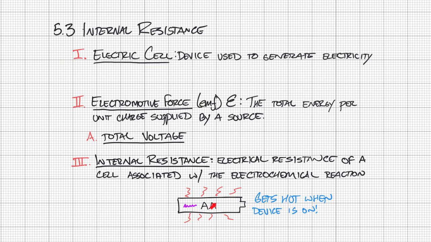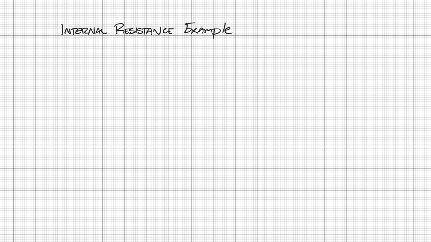So if this is a 1.5 volt battery, that's what a AA actually is, 1.5 volts, my EMF would be 1.5 volts. But as we'll see, when I actually hook it up into an electrical circuit, I'm not going to be able to provide 1.5 volts because some of that is heating up the battery. So let's do an example of internal resistance and see how this works, okay?